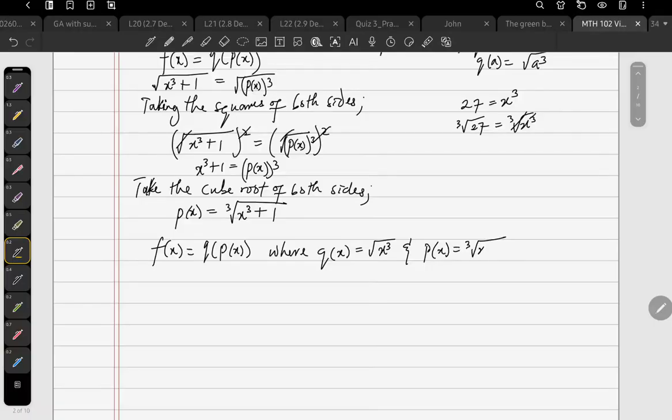Cubed root of x cubed plus 1. We could actually check if this is correct. So let's find the composition itself. So what is q of p of x?